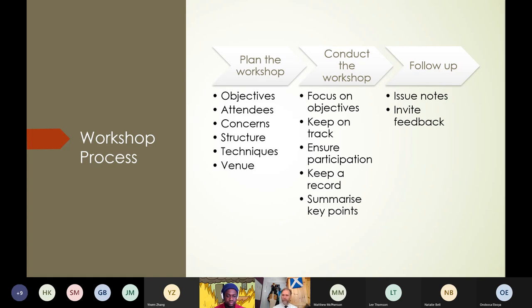So you need to think about what you're doing, who needs to be there, any issues that might bring up, where you're going to have it, what sort of techniques you're going to use. Remember, we talked about the techniques before, and we'll talk about some more today. Are you going to have it in the managing director's office with the managing director looking at you, or more importantly, looking at the staff?